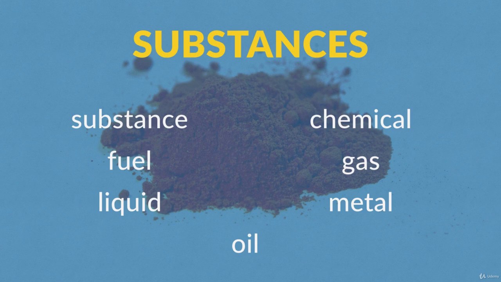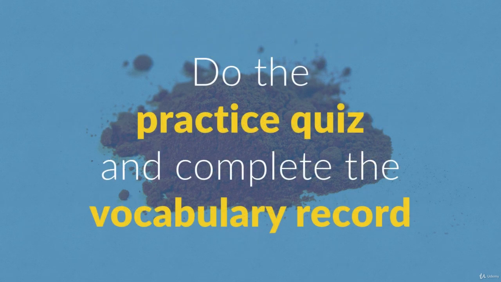So there are your 7 words for substances: substance, chemical, fuel, gas, liquid, metal, oil. Remember, do the practice quiz and complete the vocabulary record. These will help you learn the words more completely.